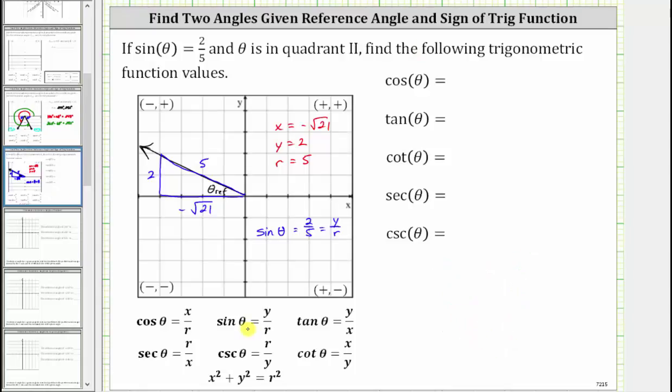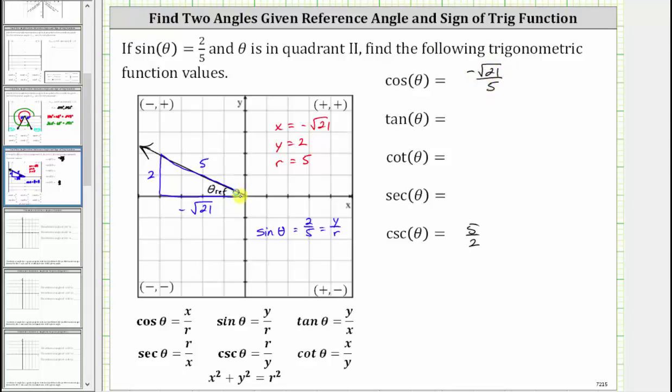Well, first remember that sine theta and cosecant theta are reciprocals of one another, and since sine theta is equal to 2/5, cosecant theta is equal to the reciprocal of 2/5, which is 5/2. And now let's find the cosine function value as well as the secant function value. On the coordinate plane, cosine theta is equal to x divided by r, and therefore cosine theta is equal to negative square root 21 divided by 5.